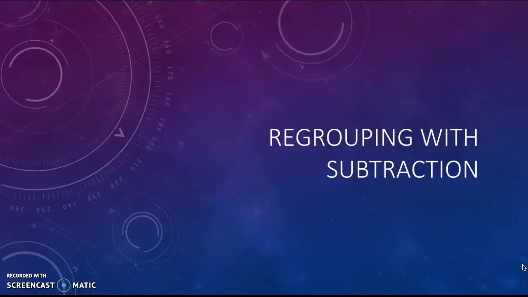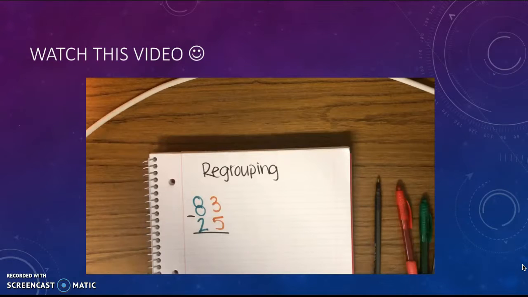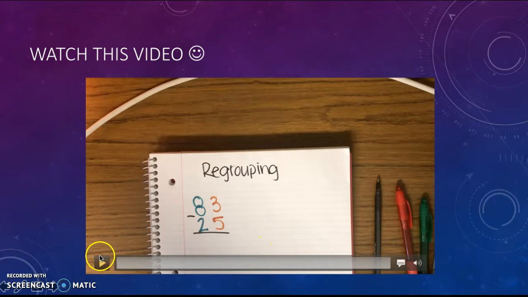This screencast is going to be about regrouping with subtraction. So what happens if the number in the ones place on top of the problem is smaller than the number in the ones place on the bottom? We're going to watch this video to see how Miss Olivia explains regrouping.